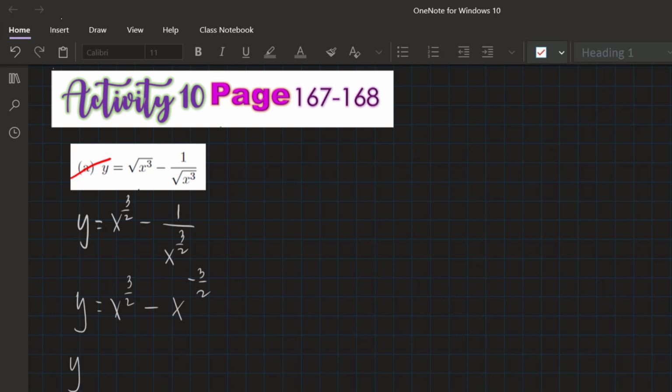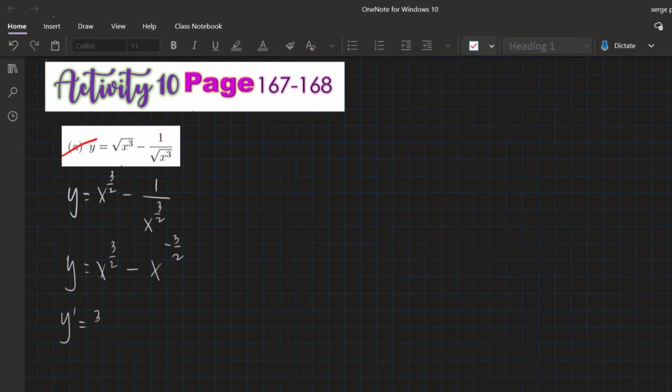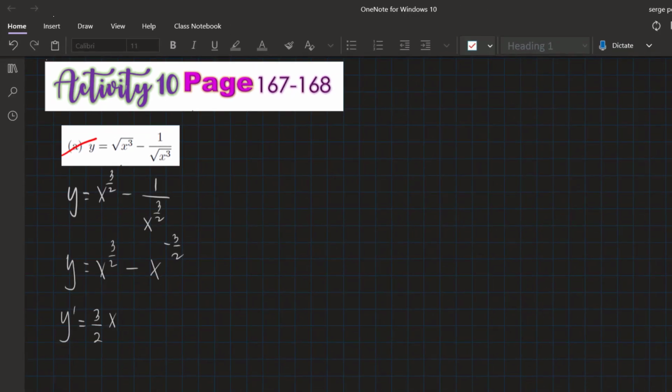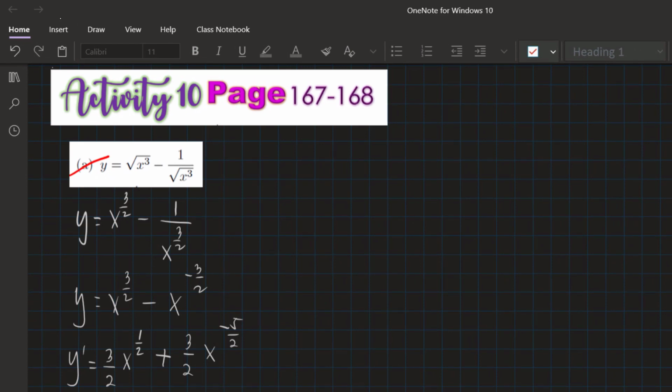So this will be y prime is equal to 3 over 2 x raised to 3 over 2 minus 1 is 1 half minus, this is negative 3 over 2 times negative, dito maging positive na to. So this will become 3 over 2 x raised to negative 3 over 2 minus 1 is maging negative 5 over 2. Okay, so basically ito na rin yung sagot.